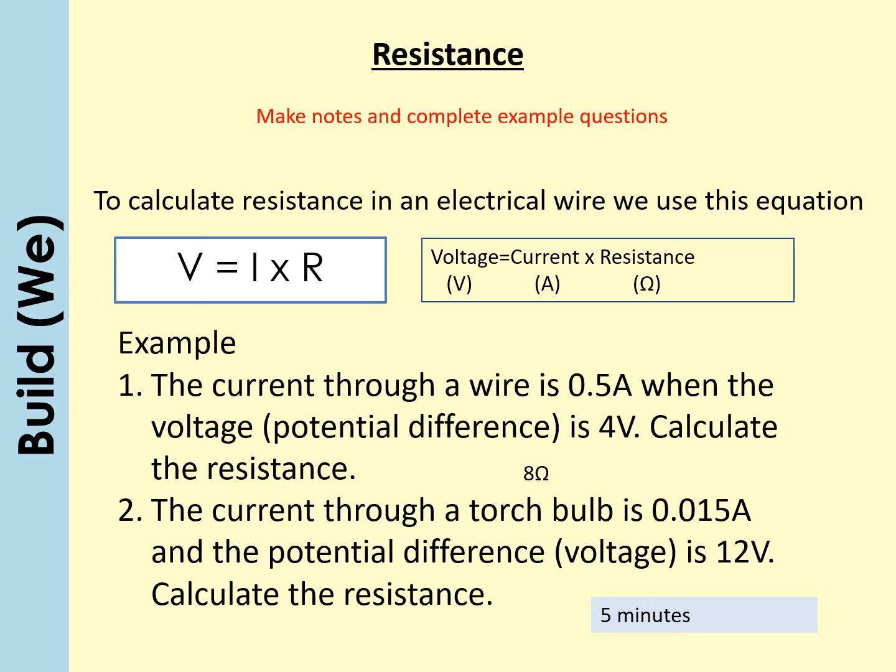And the second one is current through a torch bulb is 0.015 amps, and the potential difference, voltage, is 12 volts. And so we can do the same calculation again, and the answer there would be 800.